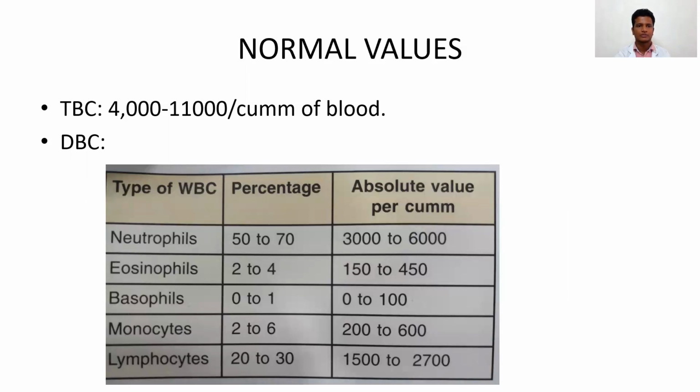Normal values of WBCs: total blood count is about 4,000 to 11,000 per cubic mm of blood, and for differential blood count, neutrophil is 50 to 70%, which is about 3,000 to 6,000 absolute value per cubic mm, and eosinophil is 2 to 4% and 150 to 450 absolute value per cubic mm. Basophil is 0 to 1%, 0 to 100 absolute value per cubic mm. Monocyte is 2 to 6% and 200 to 600 absolute value per cubic mm. Lymphocyte is 20 to 30% and 1,500 to 2,700 absolute value per cubic mm.